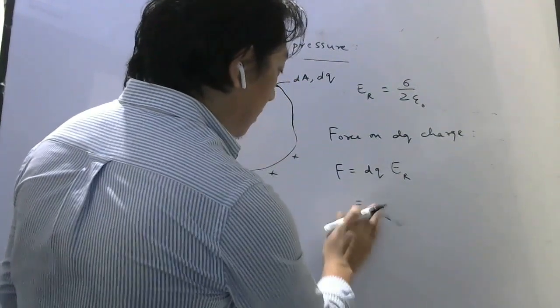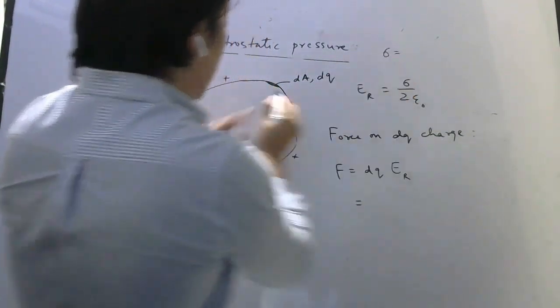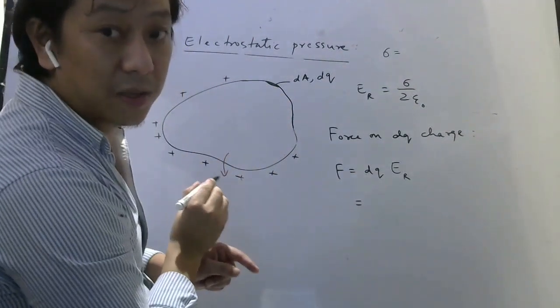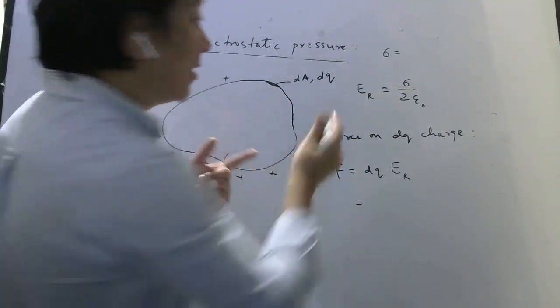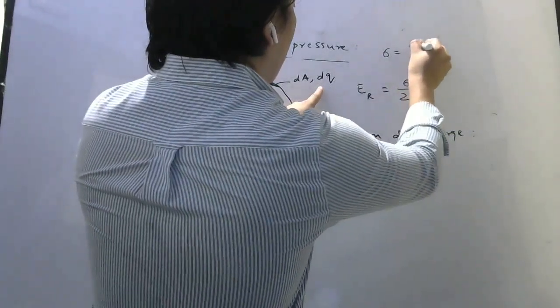Now dq, how can I write? Since sigma here is the local surface charge density, what is that? Charge by area. For this part I wrote, what is the charge? dq. Area I wrote dA.